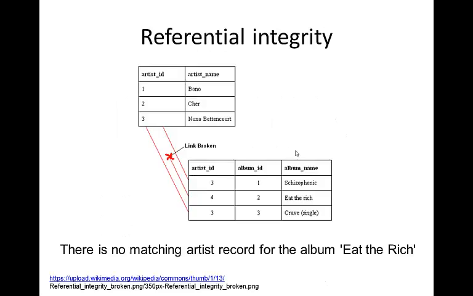Example. Here's a record database, an artist record database. So we've got the artist table containing various artists.